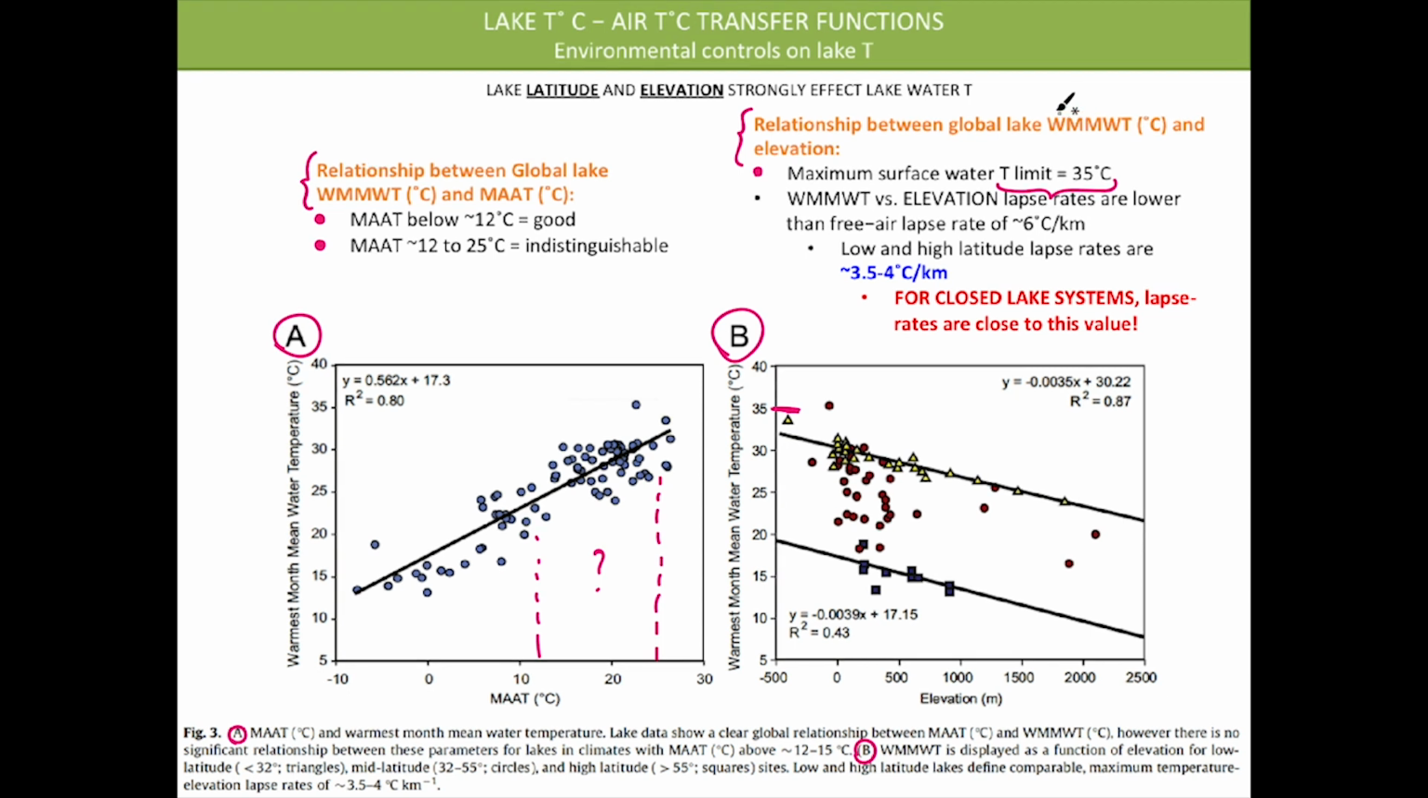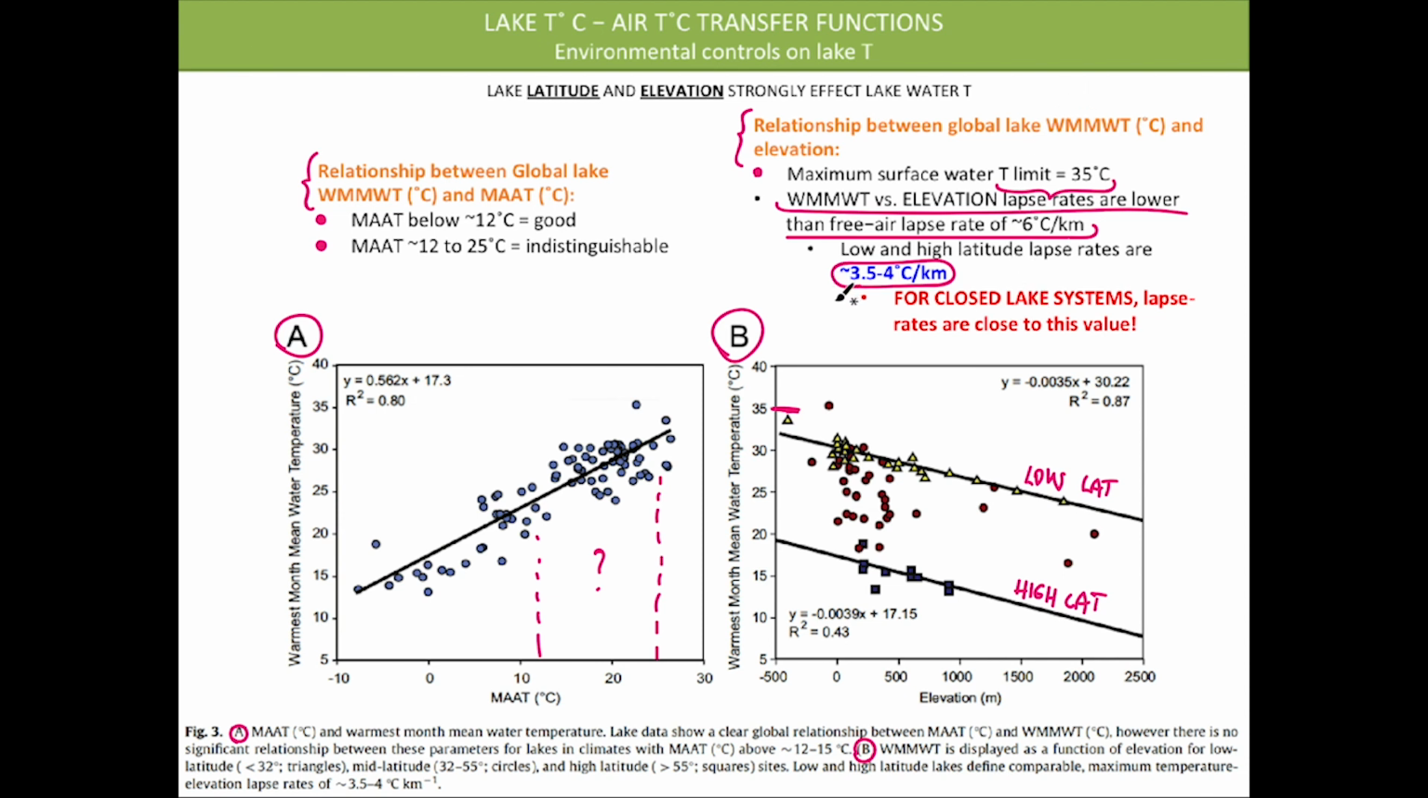Regarding lapse rates, while the mean annual lake surface temperature elevation relationships closely approximate the free air lapse rate of around 6 degrees C per kilometer, lapse rates are lower for the warmest month mean water temperature versus elevation. This figure shows data from low latitude as triangles, mid latitude as circles, and high latitude as squares. Both low and high latitude lakes define comparable maximum temperature elevation lapse rates of around 3.5 to 4 degrees C per kilometer, which are considerably lower than the free air lapse rate for moist air.